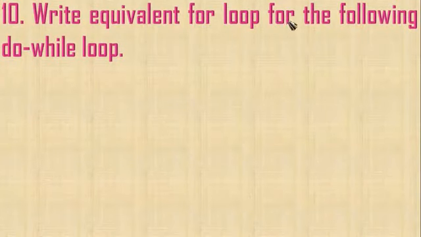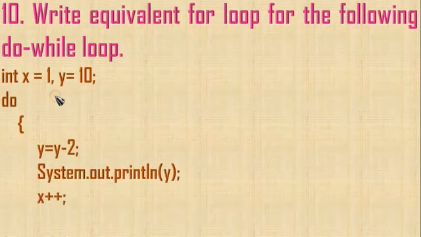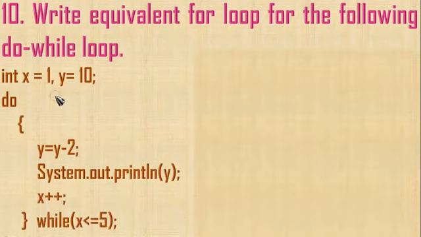We'll go to the next question. Write the equivalent for loop for the following do loop. Here x is equal to 1, y is equal to 10. Do: y is equal to y minus 2, printing statement, then x++, while x is less than or equal to 5. See, when we write a for loop, we have to check which variable is being incremented and which is given in the condition. So here both are x.